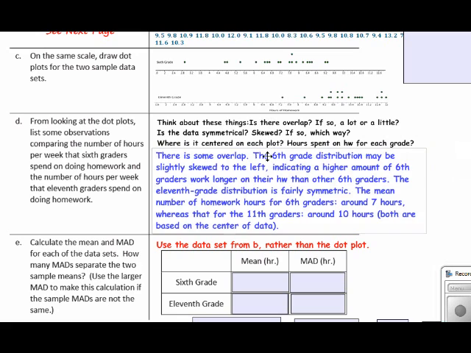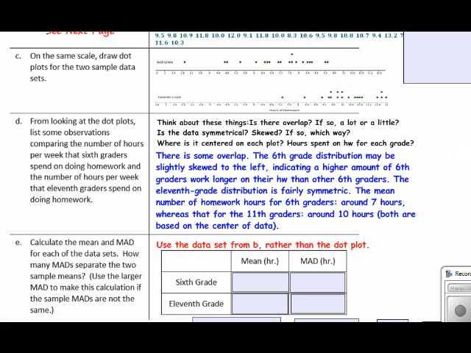There is some overlap. The 6th grade distribution may be slightly skewed to the left, indicating a higher amount of 6th graders work longer on their homework than other 6th graders. The 11th grade distribution is fairly symmetric. The mean number of homework hours for 6th graders is about 7 hours, right about here. And the mean hours for 11th graders is around 10 hours, more around here. And both of those are based on the center of data.